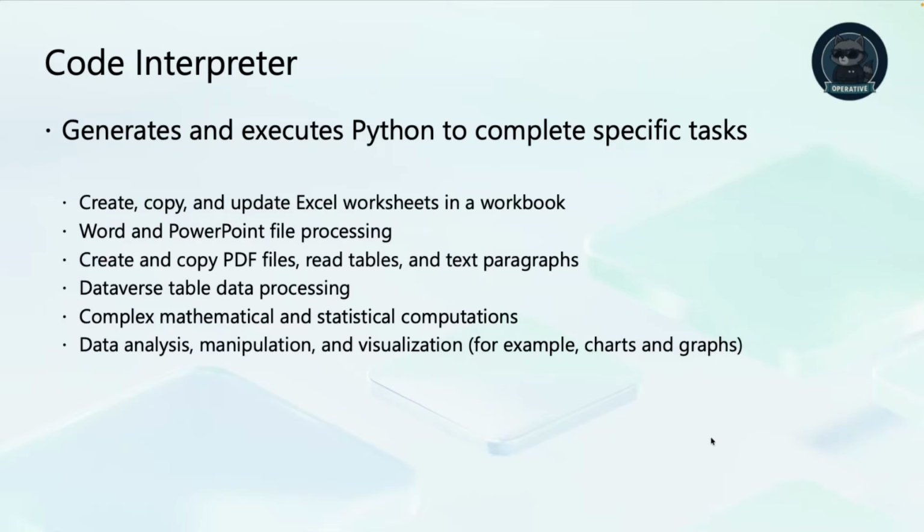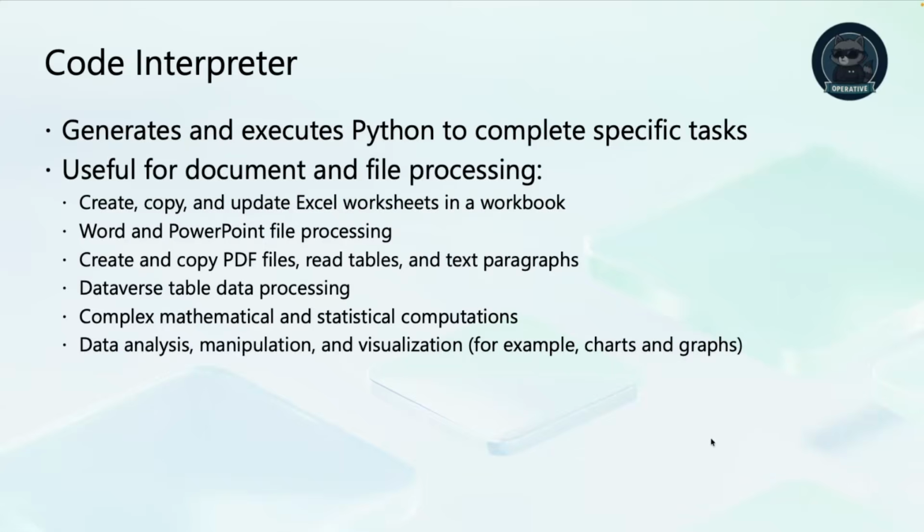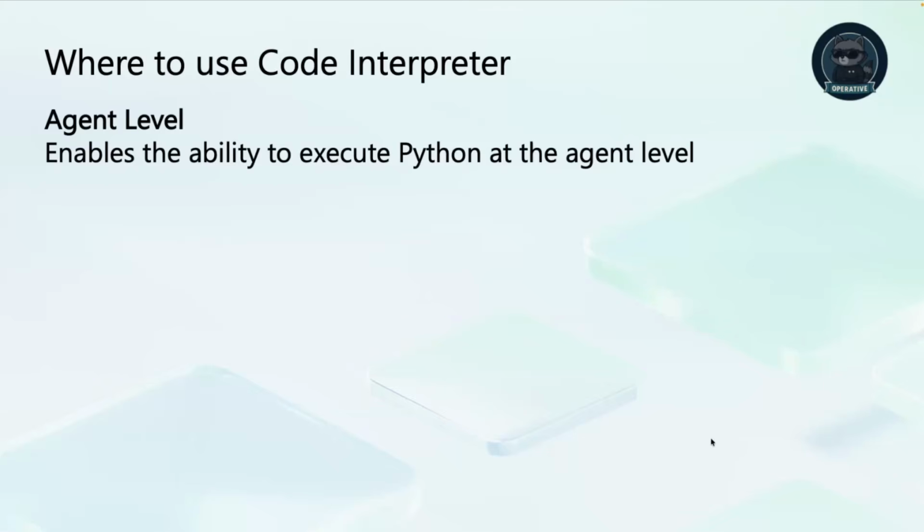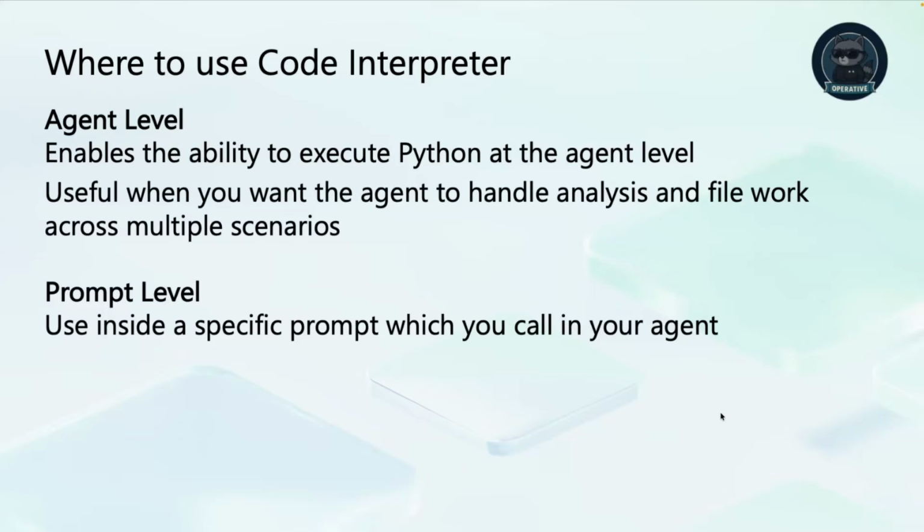Now, when it comes to using Code Interpreter, there are a few different ways that we can do this. One, we can do it at the agent level. So we can enable a setting in our Copilot Studio agent to enable Code Interpreter, and then we can execute Python anywhere in the agent conversation. That's really useful when you want the agent to handle the analysis and file work across multiple scenarios.